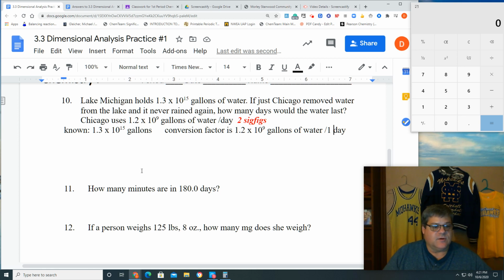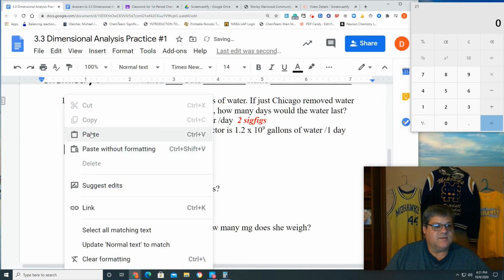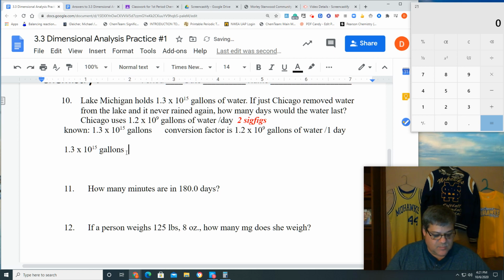So let's start this off. We're going to start with not the conversion factor, but the number that's in the problem, this one right here, gallons. So we're going to copy that again and put it down here. Then we're always going to put our handy dandy times and a line. So we're going to have gallons on the bottom, and then what are we going to do on the top? We want to know how many days it would last if it never rained again.